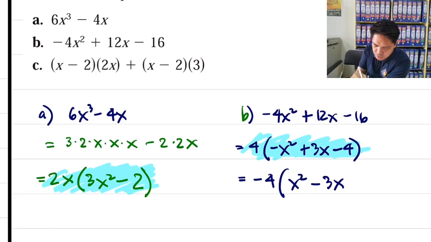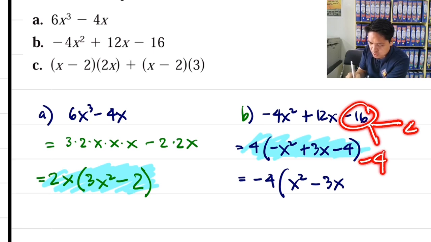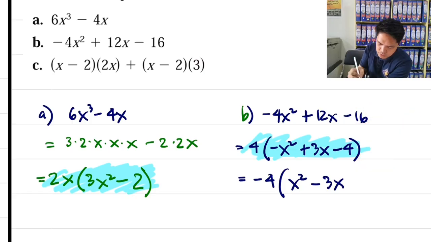And dito, what factor of 16, or how about negative 16, na lang, we'll look at negative 16. The factors of negative 16 are negative 4 and 4. So if you factor out negative 4, meron pang positive 4 na naiwan. So pwedeng plus 4. So this is another answer.